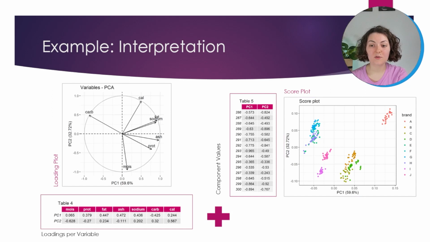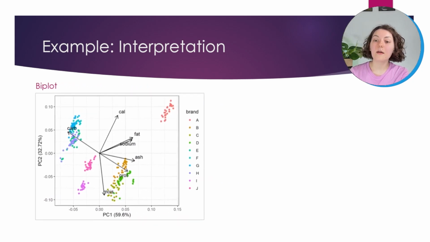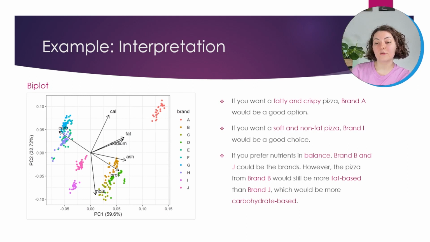The next step is to combine these two graphs in one graph for a better interpretation. Thanks to the biplot, it is now possible to observe both the variable component relations and how the pizza samples vary with respect to the principal components. Based on this, we can tell that if one wants a fatty and crispy pizza, brand A would be a good option. If one wants a soft and non-fat pizza, brand I would be a good option.